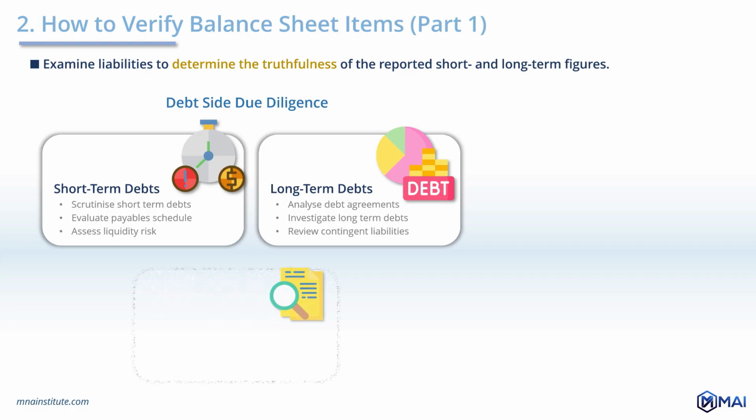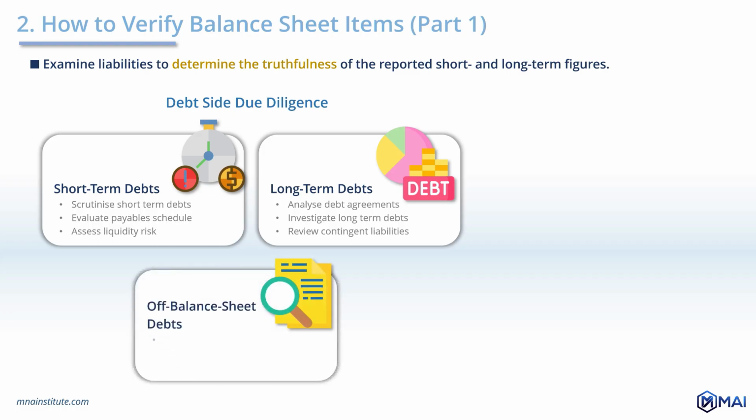For off-balance sheet obligations, you will delve into commitments not recorded on the balance sheet, such as operating leases or contingent liabilities. Conduct interviews with management to unearth any undisclosed or contingent liabilities. Evaluate the impact of these off-balance sheet items on the company's financial health and future obligations.